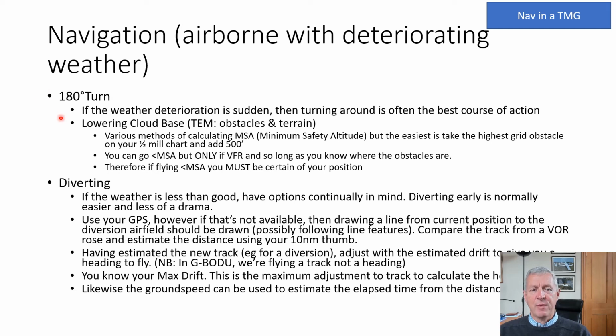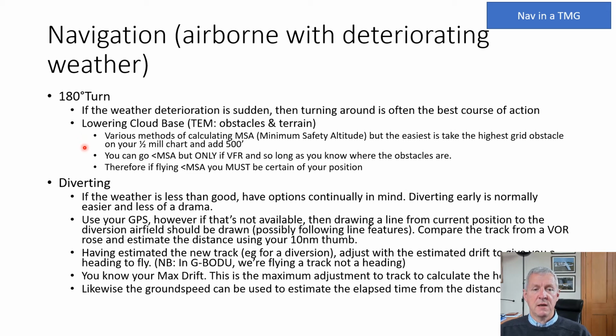If the cloud base is coming down, then the obvious threats and errors are obstacles and terrain. People fly into the ground regularly, and that's not a good idea. We can make use of the minimum safe altitude. And there are various methods of calculating that. If you look at SkyDemon, you can change the settings to make that different, but an easy way of doing that is to take the highest grid obstacle on the 500,000 chart and add 500 feet.